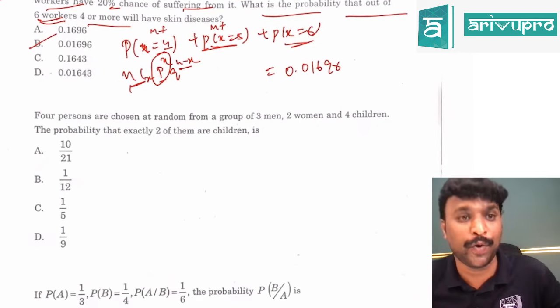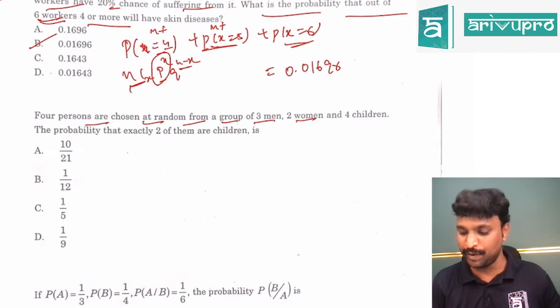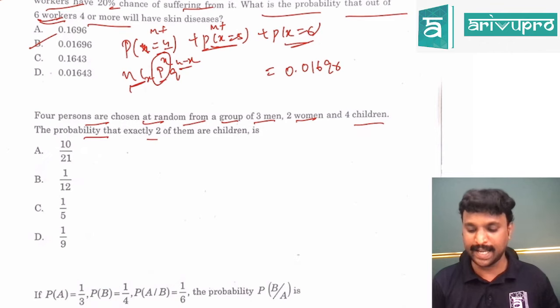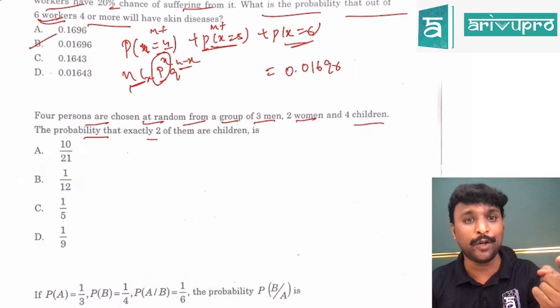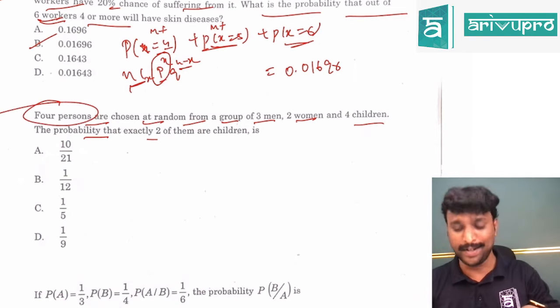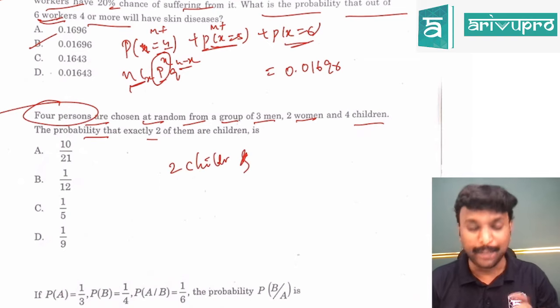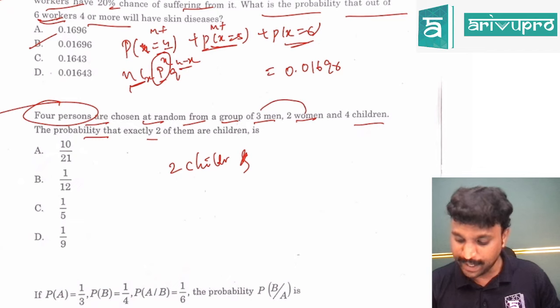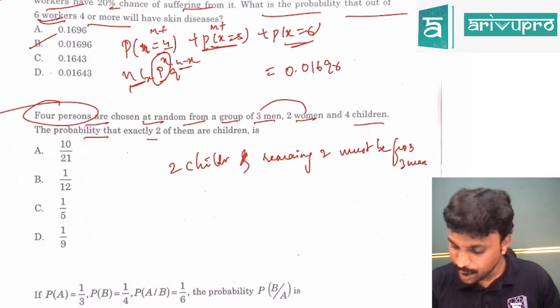Guys, look at the next question. Question number 95. 4 persons are chosen at random from a group of 3 men, 2 women and 4 children. Find the probability that exactly 2 of them are children. Exactly 2 are children means how many have to be chosen? 4 have to be chosen. So if 2 are children, the remaining 2 must be from men and women. That means the remaining 2 must be from 3 men and 2 women.